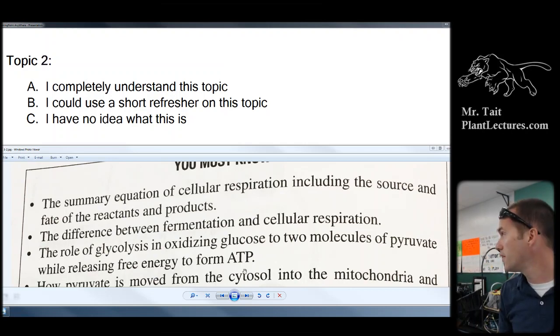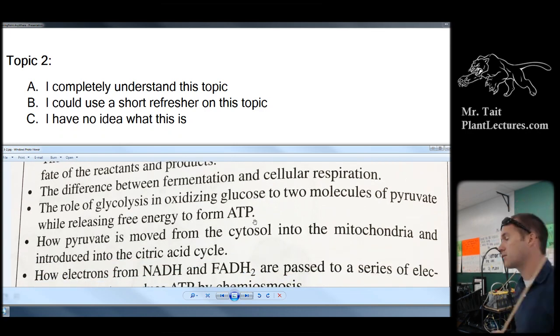Topic 2, the difference between fermentation and cellular respiration.